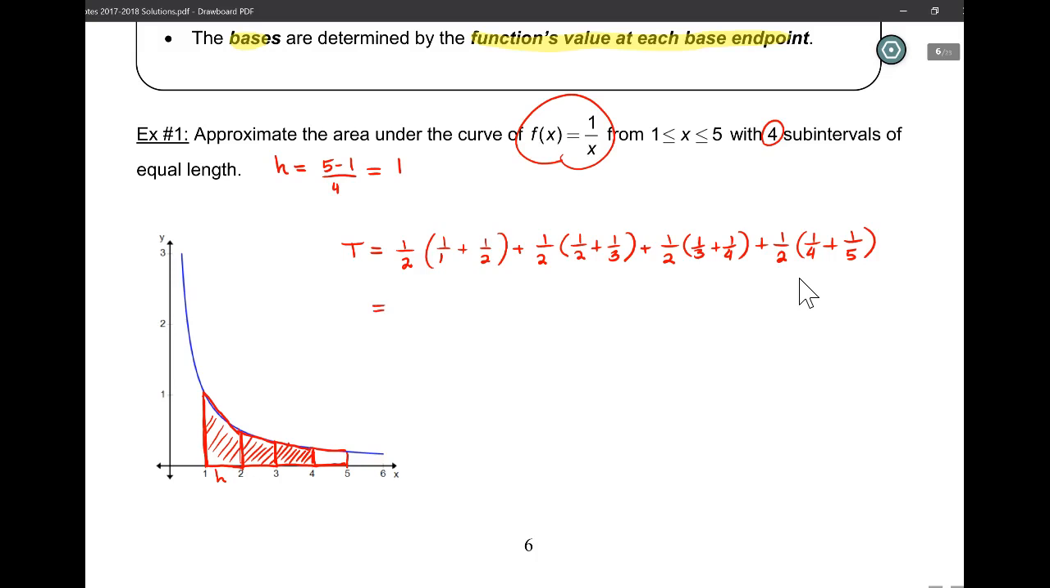So we want to plug that into our calculator. And you'll notice if you have the same height, the 1/2, you can multiply that all at the end. So 1 plus 1/2 plus 1/2 plus 1/3 plus 1/3 plus 1/4 plus 1/4 plus 1/5.